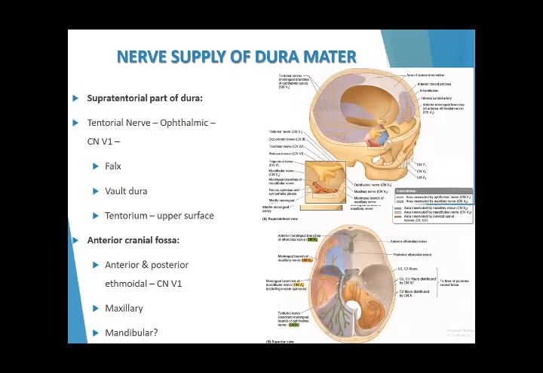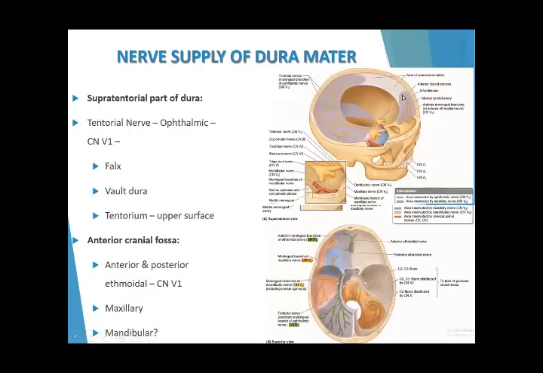Supratentorial part of the dura, that is part of the dura above the tentorium. उसमें एक तो ये falx होगा attached to the inside of the calvaria, और फिर ये falx तो बेटा एक midline structure है ना. Then you also have dura lining the rest of the calvaria. ये tentorium है और ये tentorial notch है, ठीक है.